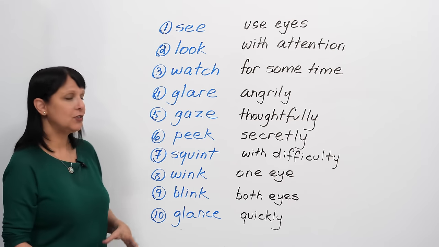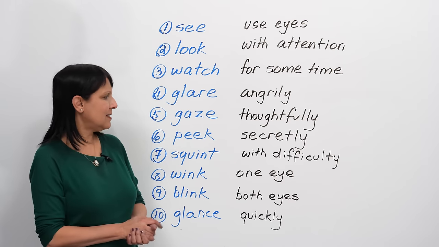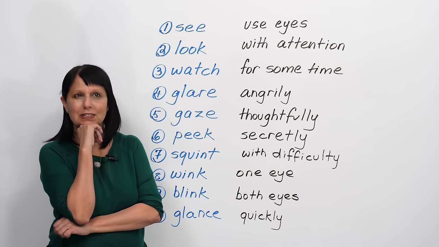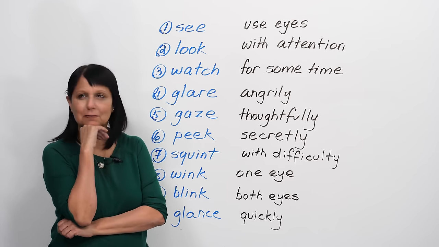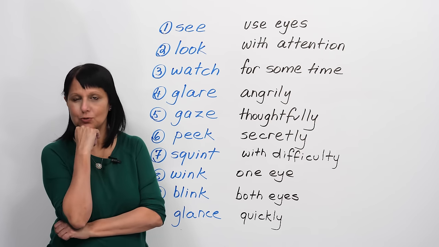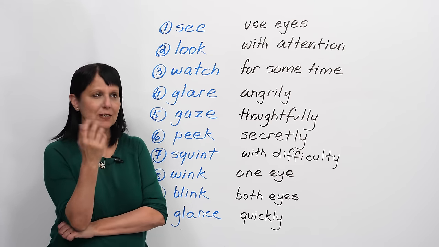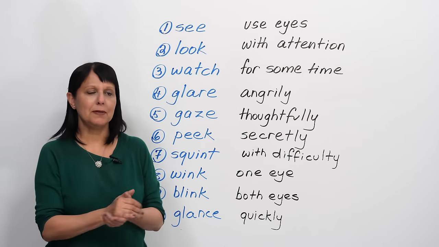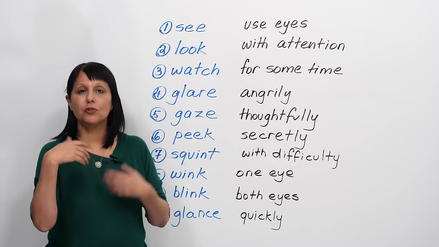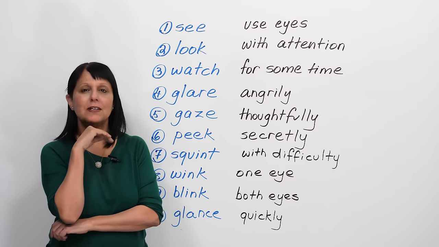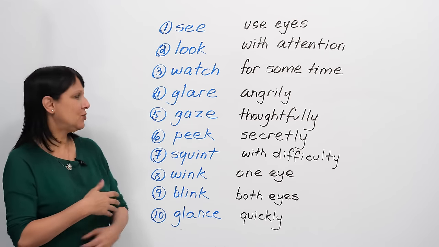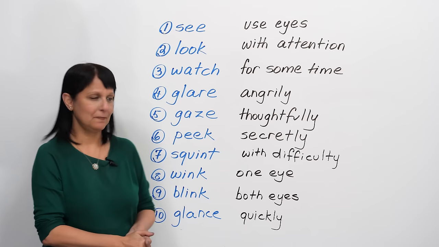The next word, to gaze. This is more peaceful, much more peaceful. So to gaze, it's a beautiful day and I'm gazing outside my window. I'm thinking about different things, pleasant things usually. So when you're gazing, you're looking at something that's maybe pretty or attractive and it's making you think. So you're looking thoughtfully, okay? You're gazing outside the window. That's what it means to gaze at something.